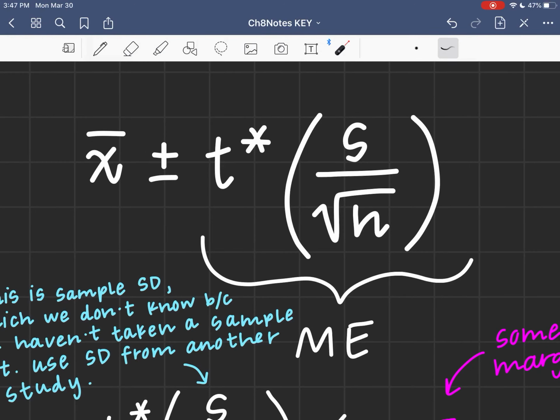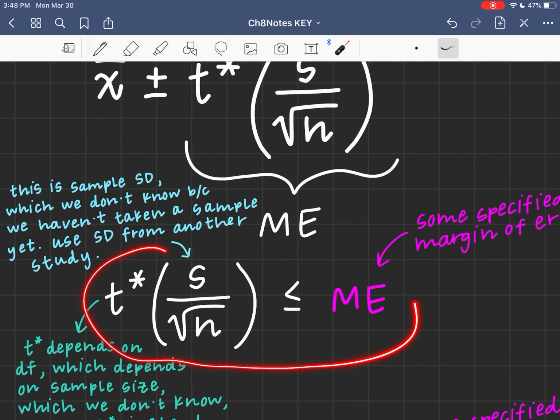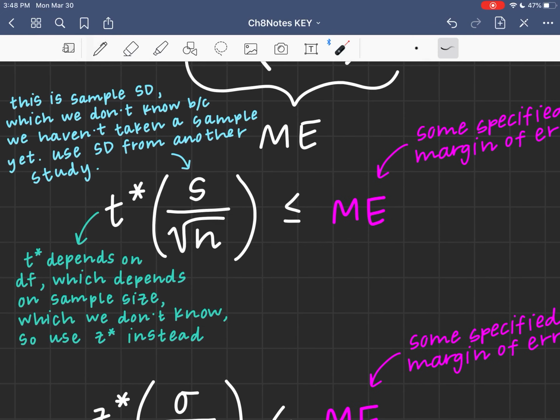So here we've got our confidence interval formula for a population mean. Remember, we have our sample estimate or our point estimate plus or minus our t-star critical value, since we're dealing with means, times our standard error, which is sample standard deviation over the square root of our sample size. So here's the issue. We can still set up our inequality like we did before, right? Here's the issue. We're solving for n.